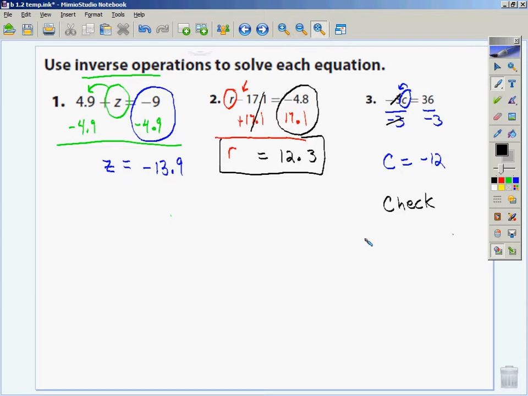If I check my answer, I can take a negative 3 times a negative 12, because I can replace C with what I found for its answer, and I should see if it's equal to 36. Well, a negative times a negative makes a positive. So I get 36 equals 36. Is that true or false? True. So I know that my answer checked.